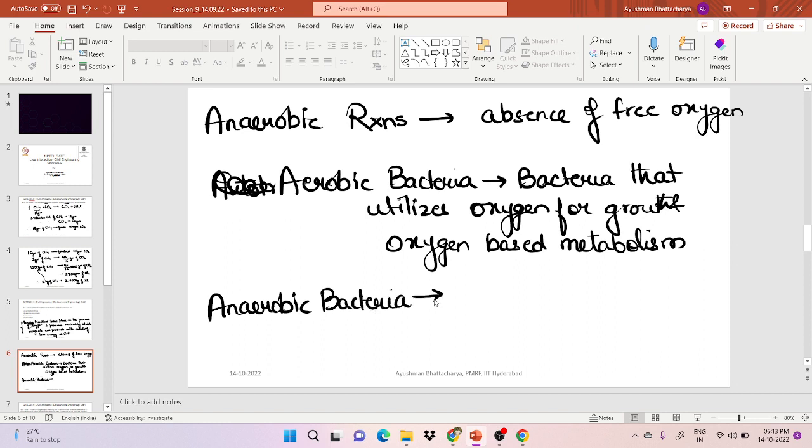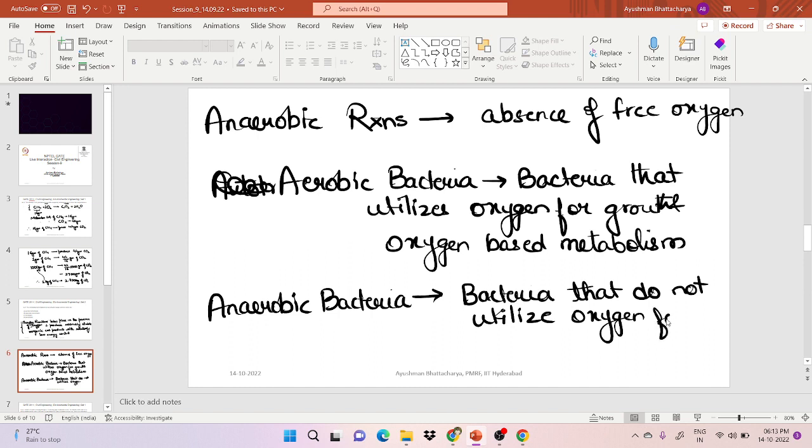Anaerobic bacteria means bacteria that do not utilize free oxygen for growth. Okay, so this is anaerobic bacteria.